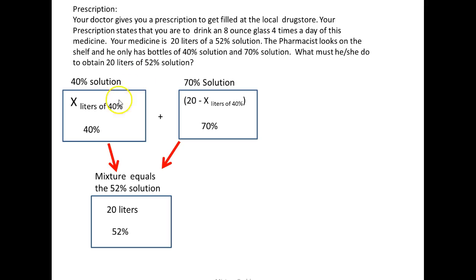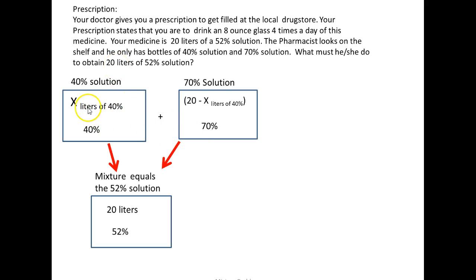Now, how much of this 40% solution are we going to mix? Well, we don't know. So we'll call that X liters of 40% solution. And we're going to mix that with how many liters of 70% solution? Well, we don't know that either. But we do know that as a result, we're going to get 20 liters of a 52% solution. So our final result is 20 liters.